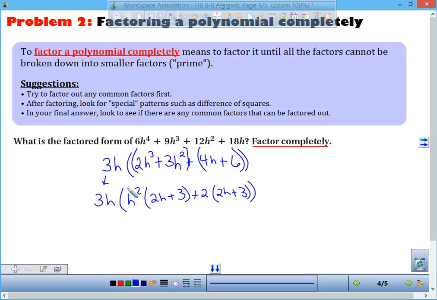Okay, so now, remember, the 3H tags along, and my first binomial is going to be the outside, so H squared plus 2. And then my second binomial is the common inside, 2H plus 3. So the only difference in this one than the last one was that we could factor something out right away at the beginning.